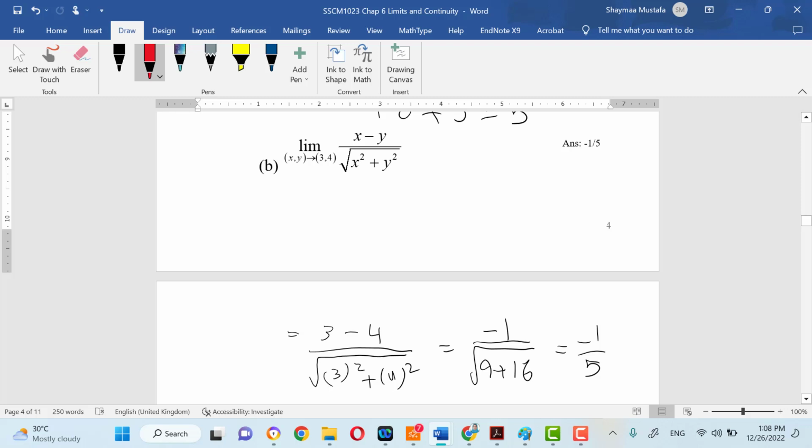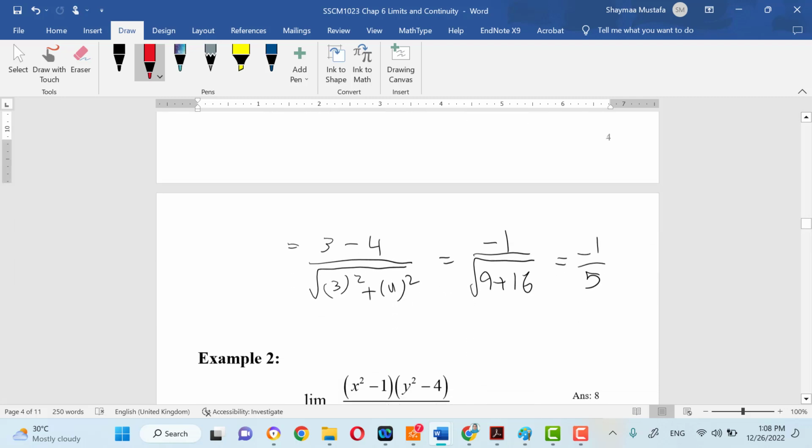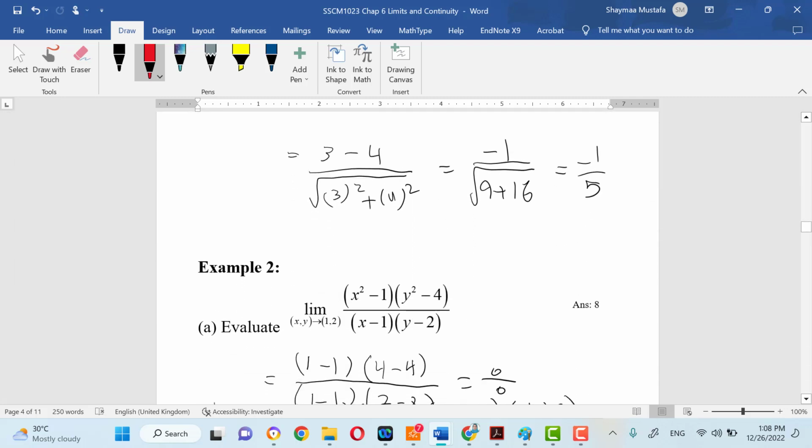The square root of 25 is 5. So the answer is minus 1 over 5. How did we calculate the answer? We used direct substitution. So the limit from any direction is equal to minus 1 over 5. So we say that the limit exists and it is equal to this number.